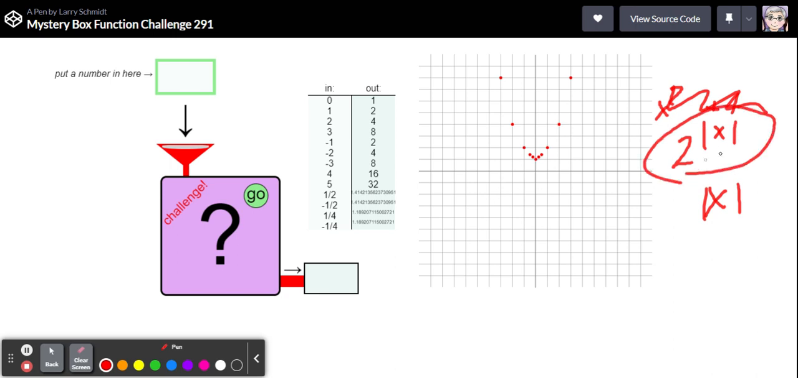Because when you put in, say, a 1 or a negative 1, you're going to get the same result. It's going to be 2 to the 1st at 2. If you put in a 2 or a negative 2, it's going to be 2 squared or 4, etc. So you get this nice mirror image with kind of a sharp point down at the bottom. So I believe this function is 2 to the absolute value of x.